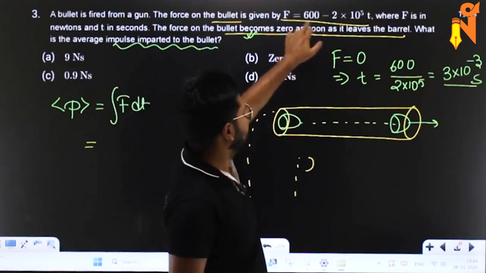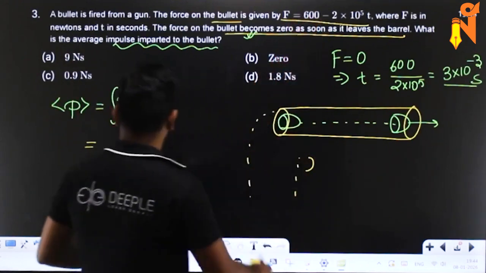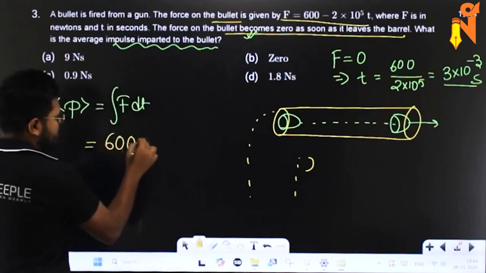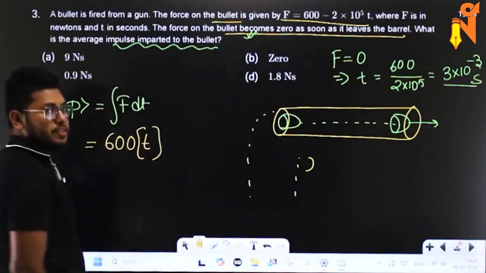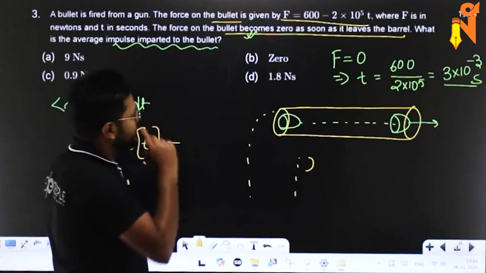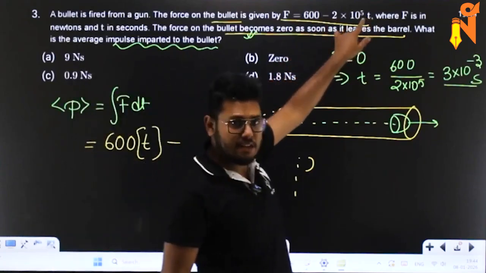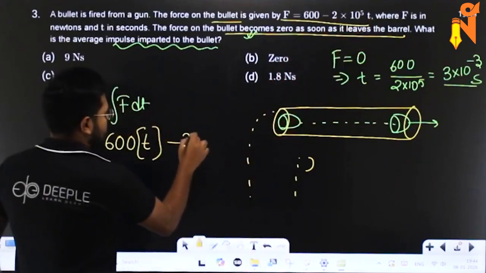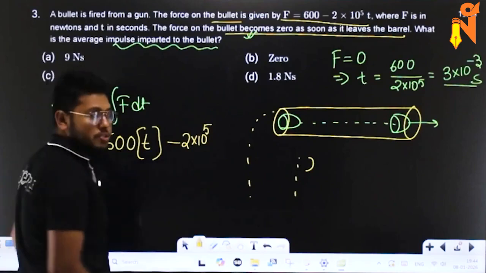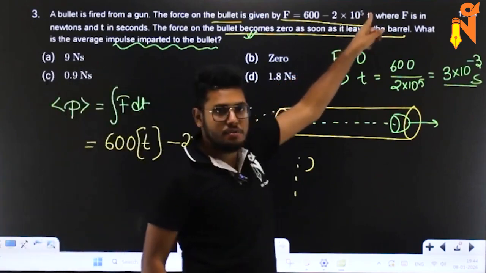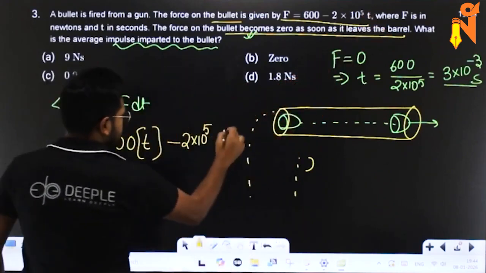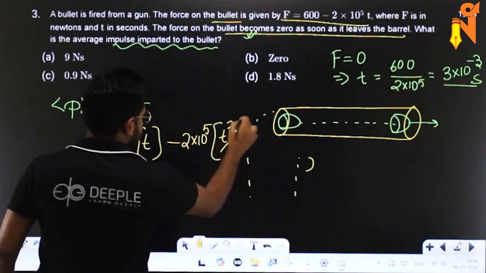600 is a constant, right? So if I integrate that, I will get just 600t with the limits, correct? Minus, the second term is 2 into 10 to the power 5 t. I hope all of you can do that. So the constant part 2 into 10 to the 5 comes out, and then for ∫t dt will be t square by 2 with the limits.